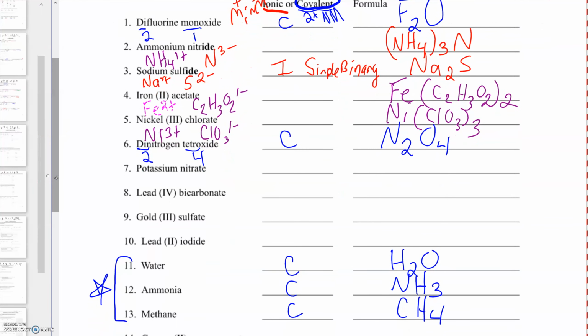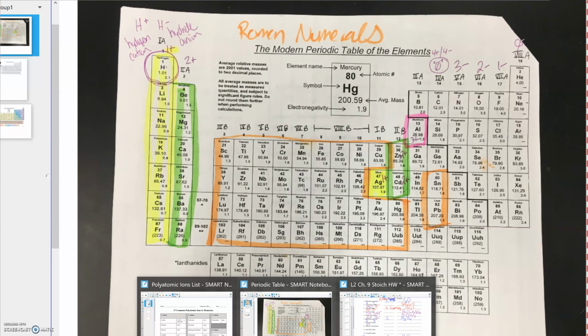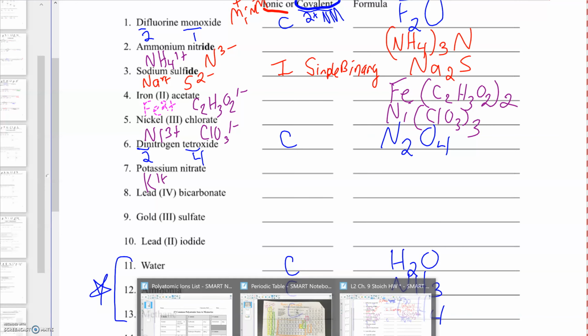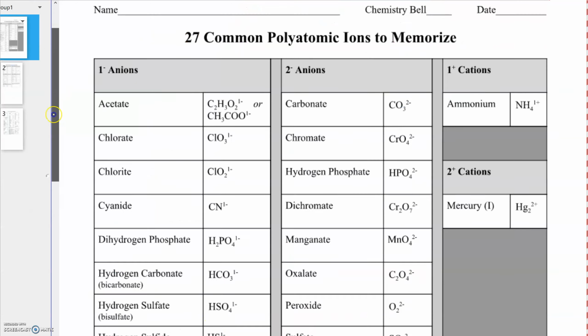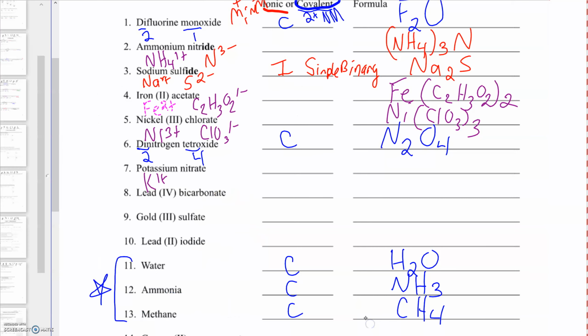Okay, let's look at our next section here, potassium nitrate. So potassium's a column 1 metal. Potassium's always going to be a 1 plus. You can check that on your periodic table. Potassium's right here, always going to be a 1 plus. And then nitrate. We've got to check nitrate. Nitrate is right here, NO3 1 minus. So K plus and NO3 1 minus.